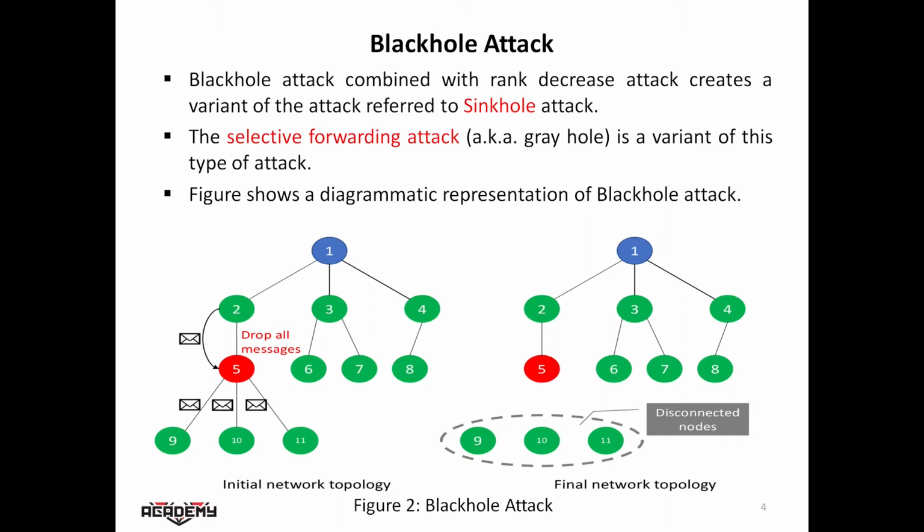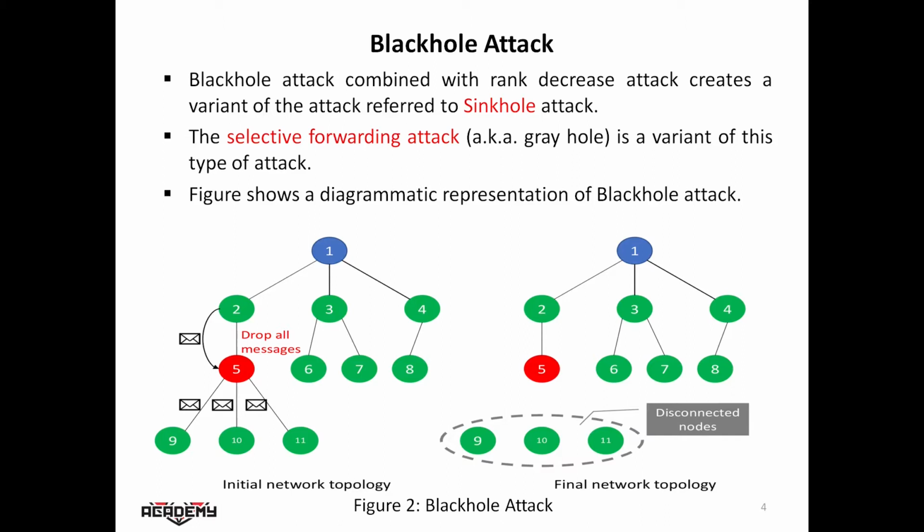We know that the lower the rank of a node, the more attractive it is to other sensor nodes to select it as their preferred parent. So a node with a lower rank is usually selected by other nodes to serve as their preferred parent. So a sinkhole attack is a combination of a rank decrease attack and a black hole attack. Another variant of a black hole attack is what we call the selective forwarding attack.